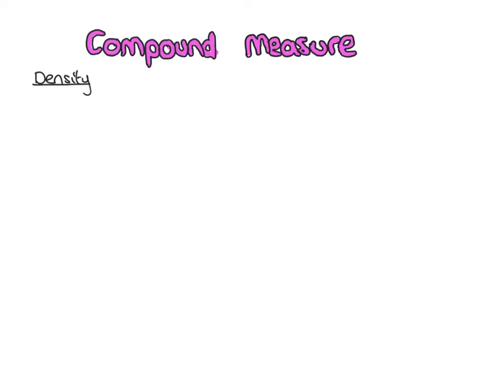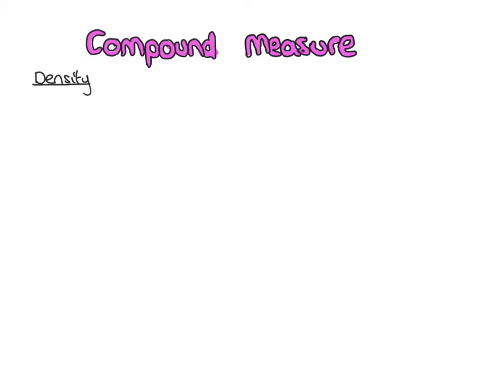So when we're looking at compound measure, it is all about looking at the units that you're dealing with, and that enables you to work out what you've got to do with your quantities, whether you have to divide or multiply, or which one you divide by which. So let's have a look at what we mean by that.